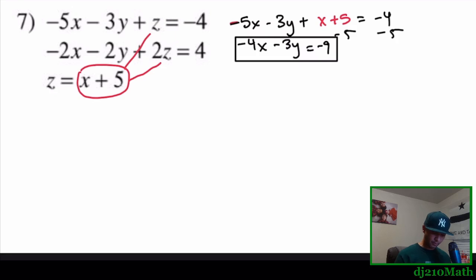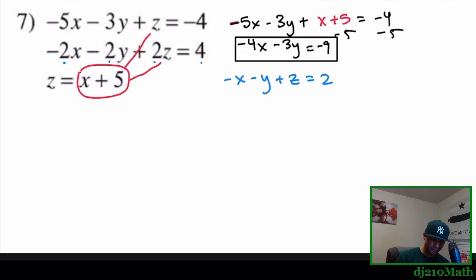Then the middle one. Look, they're all 2's. Could I factor out a 2 and make life easy? Will it make life easy? Let's factor out a 2. So then that's going to be negative x, negative y, plus z equals 2. All I did was divide everything by 2.